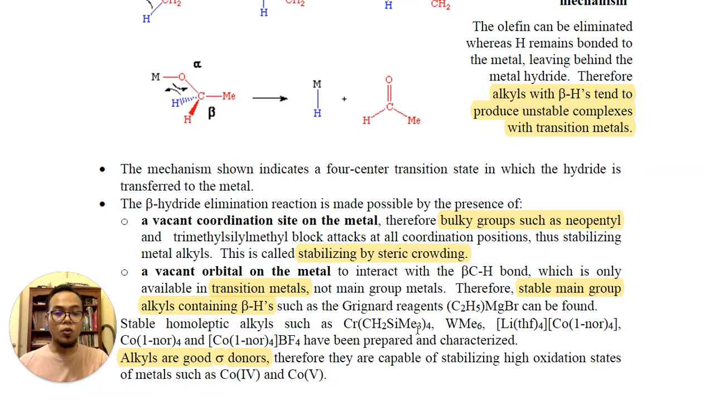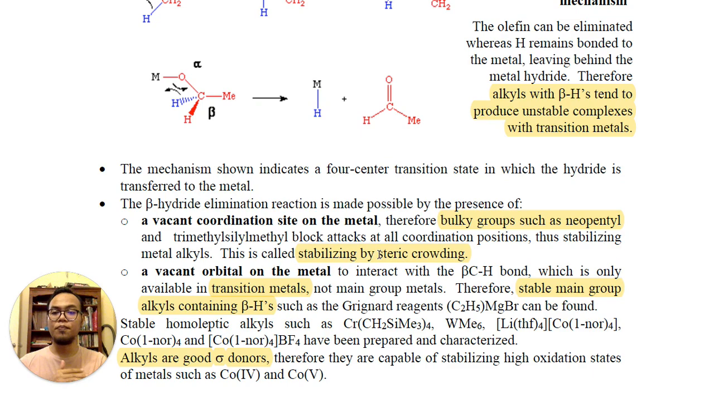It is stable when you have main group alkyls because it does not have a vacant orbital on the metal. For example, we have green regions, we use magnesium here. Magnesium is a stable main group. So there are two ways where beta hydride elimination reaction is possible.